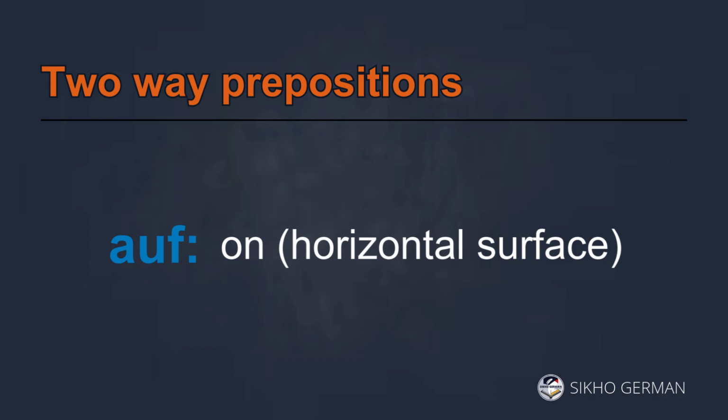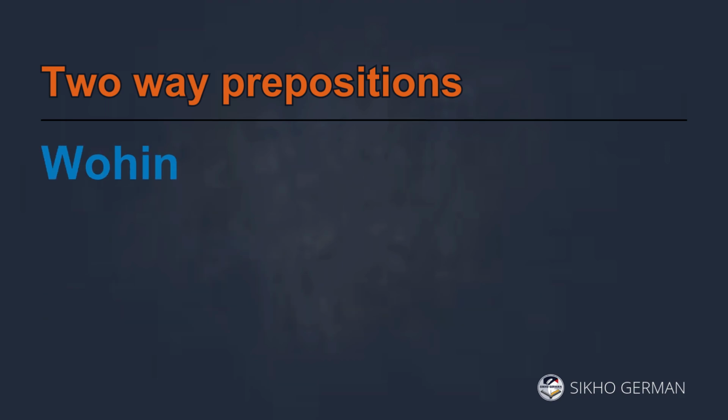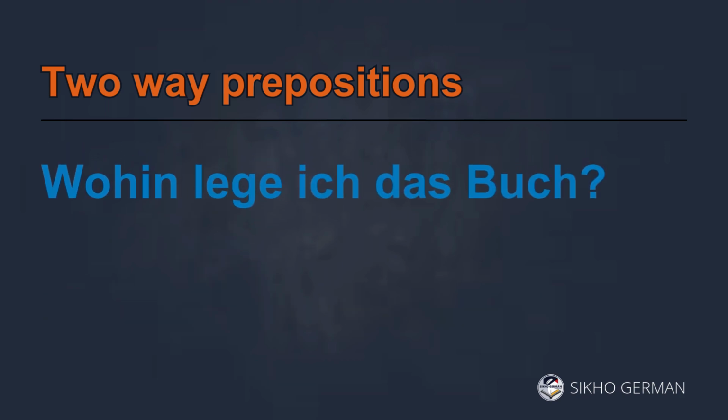Next is auf, with on for horizontal surfaces like tables, desks, or floors. Ich lege das Buch auf den Tisch. I am putting the book on the table. This uses accusative because there's movement. I'm actively placing the book onto the table. Wohin lege ich das Buch? Where am I putting the book to? Answer, auf den Tisch, onto the table. Notice der Tisch becomes den Tisch, accusative masculine.